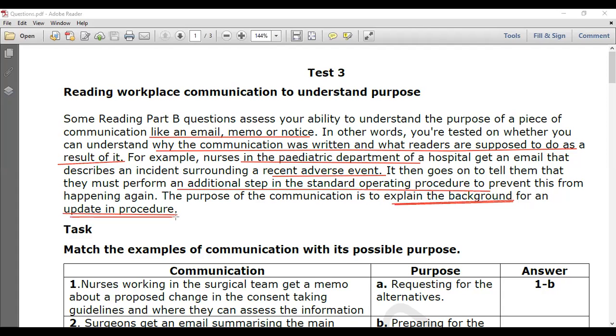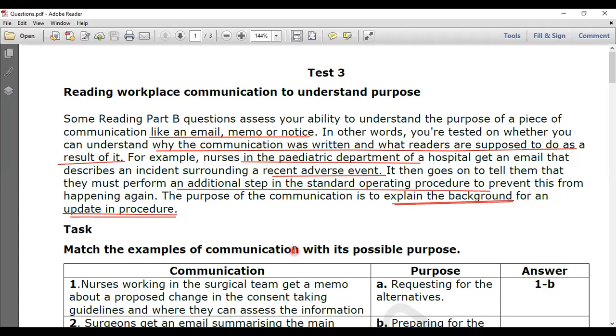So the main purpose 99% of the time would be about the update, and the background information would be just used to set the context, so that the staff is able to understand in what context these changes have been made or why these changes have been made. If you keep this thing in mind, it would be very easy to deal with purpose questions.